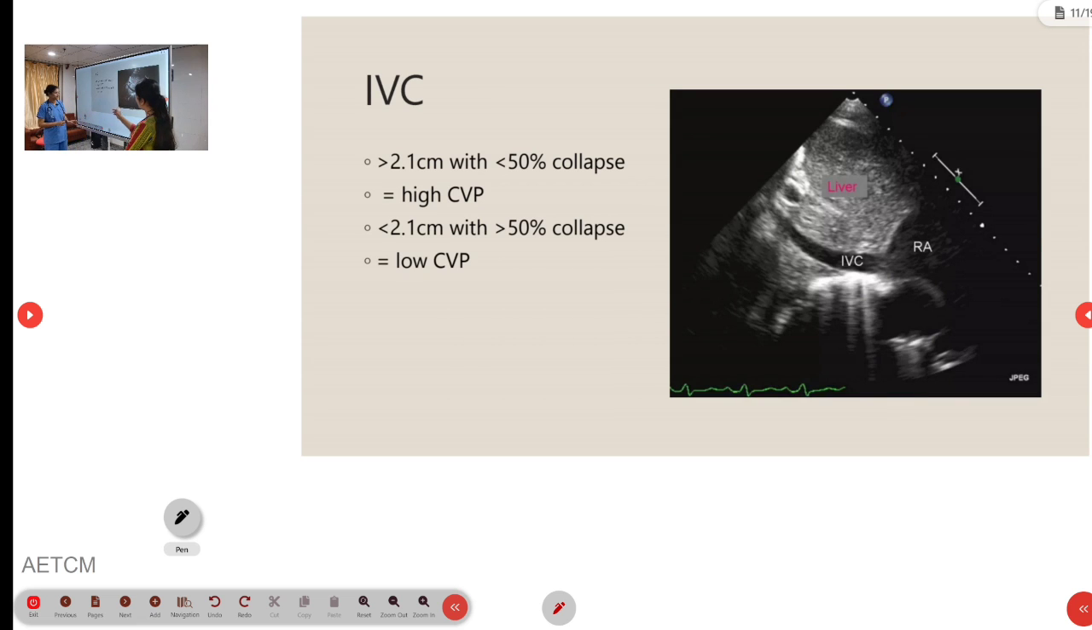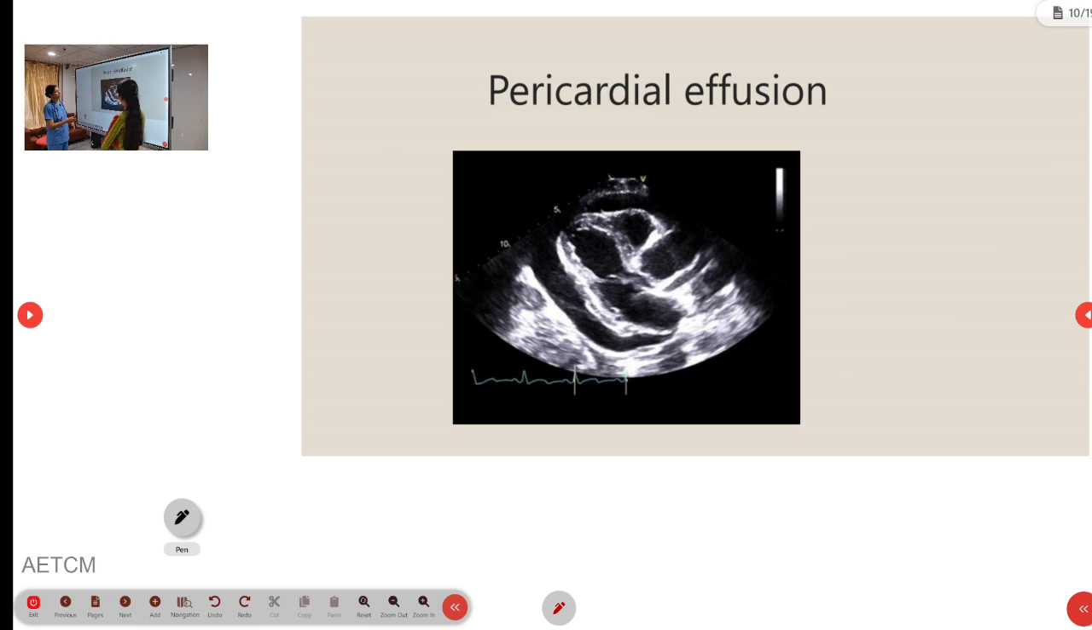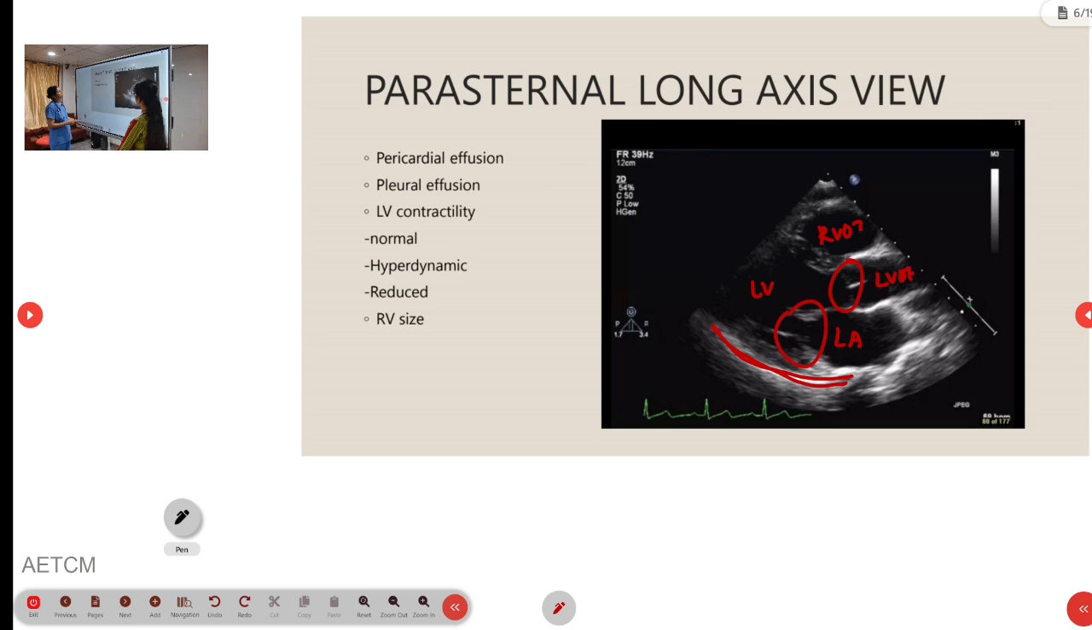As I told about McConnell's, can you show the parasternal long axis view? In this long axis view, if the patient has a pulmonary embolism, we can also see the D sign. Here we will be able to see the RV collapse, that is the D sign. And in the 4-chamber view only we will be able to see the McConnell sign.